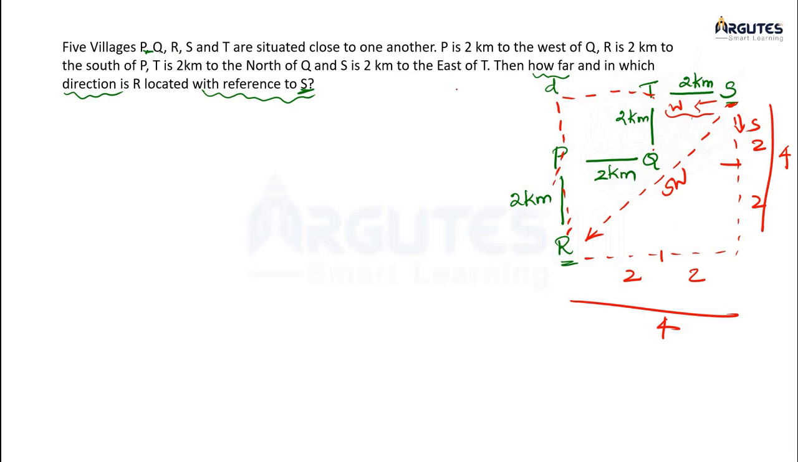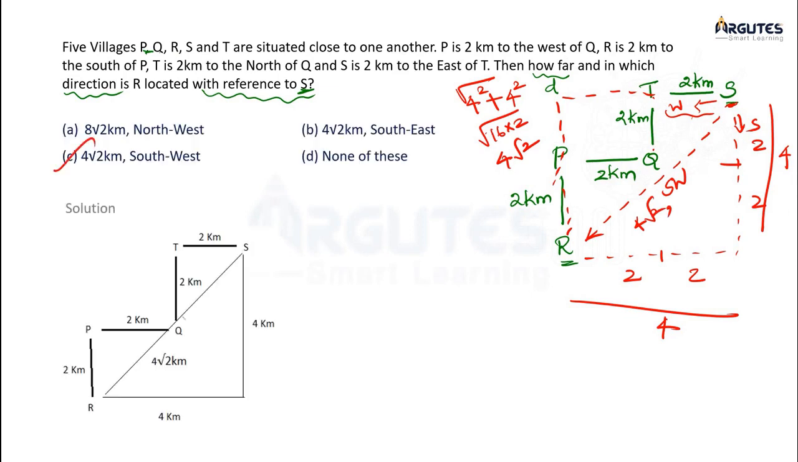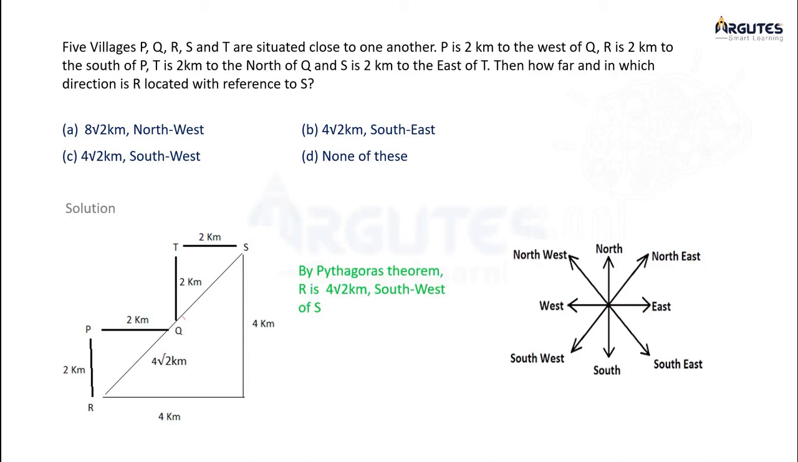So I apply Pythagoras theorem. Root of 4 square plus 4 square is root of 16 into 2, so nothing but 4 root 2. So your answer is 4 root 2 kilometers and southwest direction. Let's check the answer. So your answer is 4 root 2 kilometer in the southwest of S. Is it clear? Now moving on to the next question.